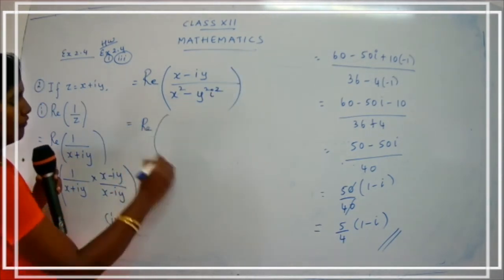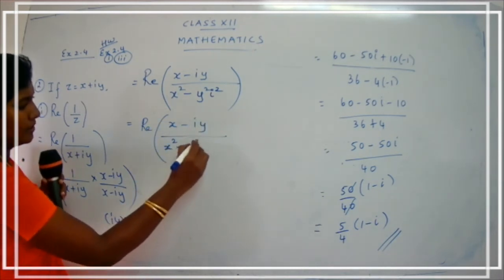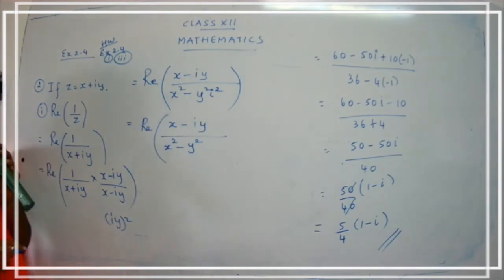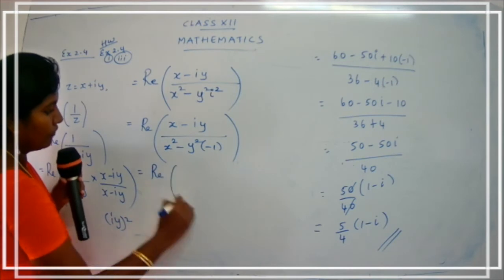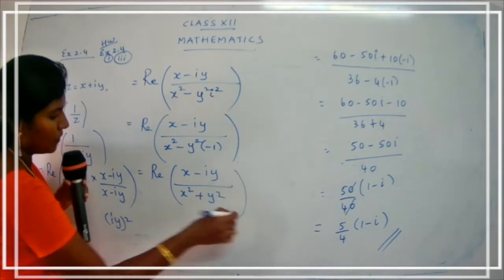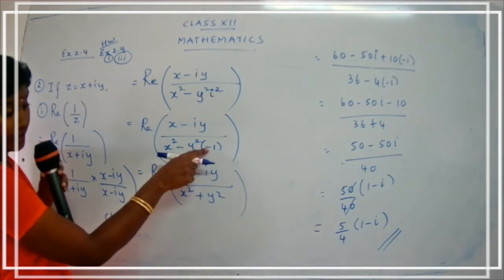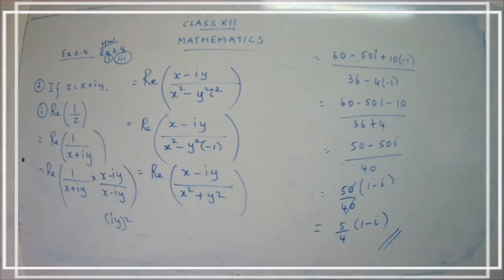This is real part of x minus iy upon x square minus y square i square. What is the value for i square? It's minus 1. Yes, good. So real part of x minus iy upon x square plus y square, minus y square into minus 1, minus minus plus. So you get real part of x minus iy upon x square plus y square. Is it clear, children?